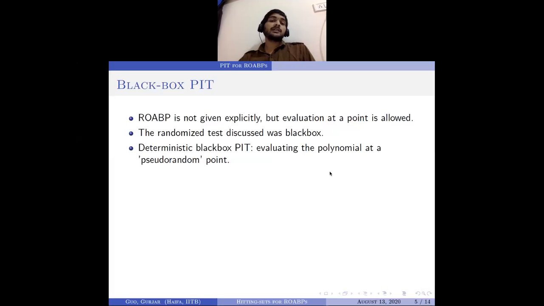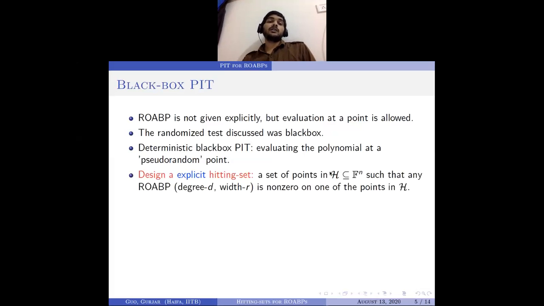If we are looking for a deterministic black box PIT, what it means is we want to evaluate the polynomial not at a random point but at some kind of pseudo random point. In other words, I want to evaluate the polynomial at a set of points, let's call it a hitting set, with the property that the polynomial evaluates to non-zero at at least one of the points in the hitting set, right? That's the definition of the hitting set, and I want an explicit hitting set, meaning that points in the hitting set should be efficiently computable. So that's what I mean by black box PIT.